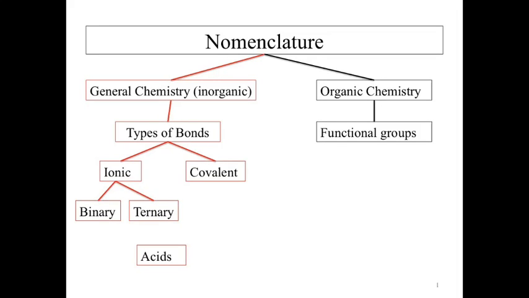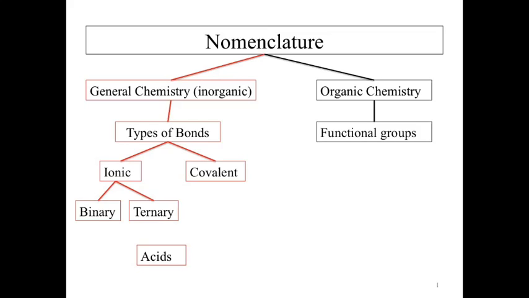So this video is to summarize our overall rules for nomenclature, or how to name our compounds. What we'll see within chemistry is that it really is separated into two categories. We have inorganic chemistry and we have organic chemistry. We don't have to worry about the organic chemistry for this class, so we'll just kind of ignore that column.